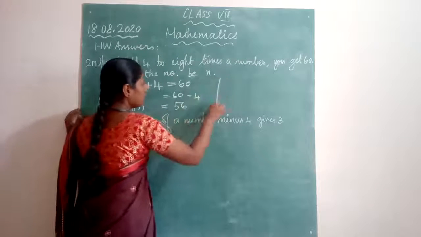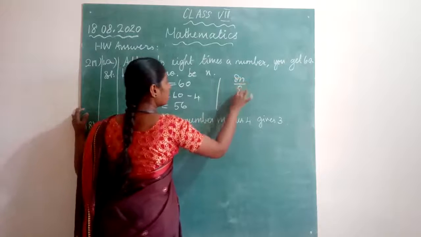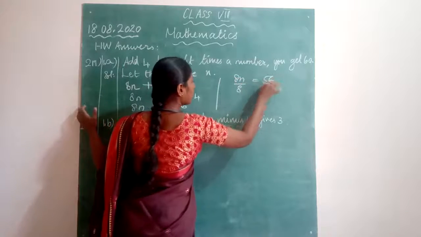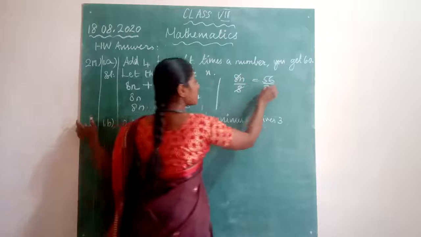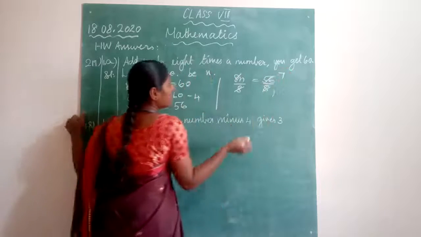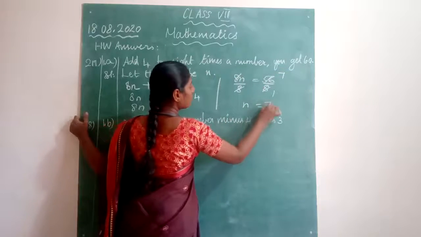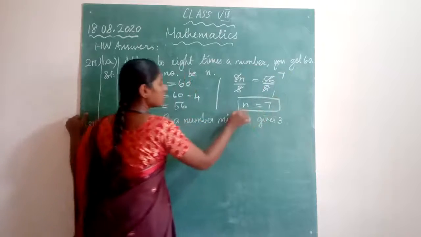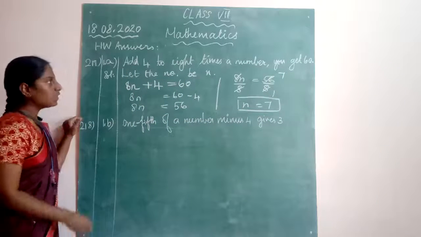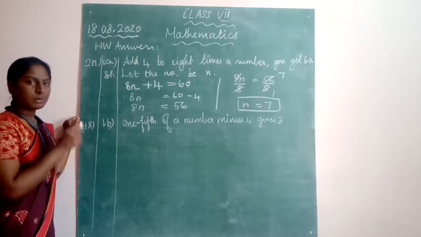Okay. Then you have to divide 8 on both sides. Clear? Then you will have 8 and 8 cancel. 8 ones are 8 and 8 sevens are 56. So n is equal to 7. Is it clear? So you have to form the equation from the given statement.